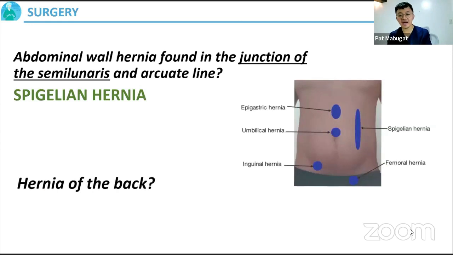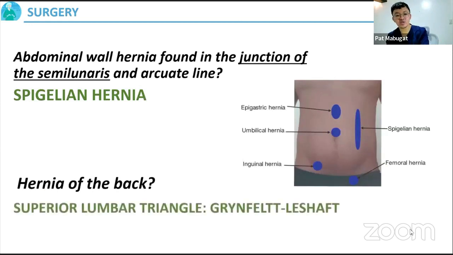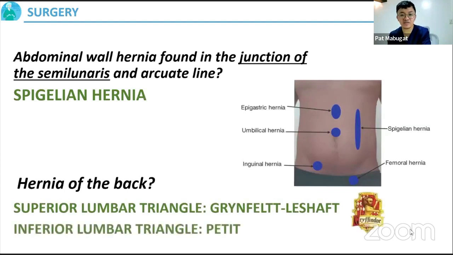What's the hernia of the back? So we have two. We have the superior lumbar triangle hernia, the Grynfeltt-Lesshaft, and the inferior triangle hernia, the Petit. A good way to remember this is Grynfeltt-Lesshaft, superior. Grynfeltt sounds like Gryffindor, and Gryffindor is superior. So Grynfeltt-Lesshaft, superior triangle. Petit means small, petit means inferior, so inferior triangle, right?